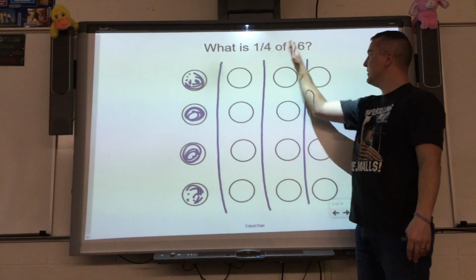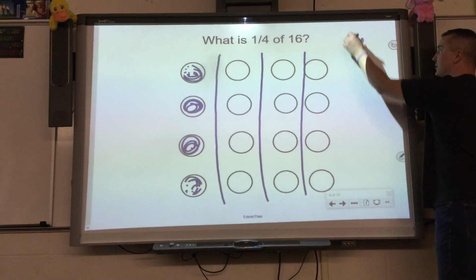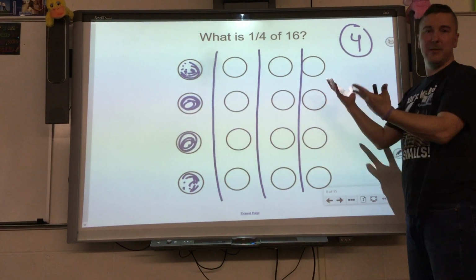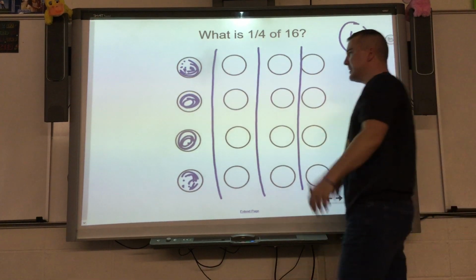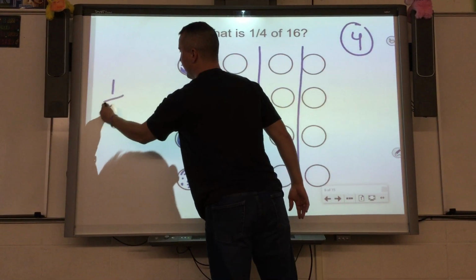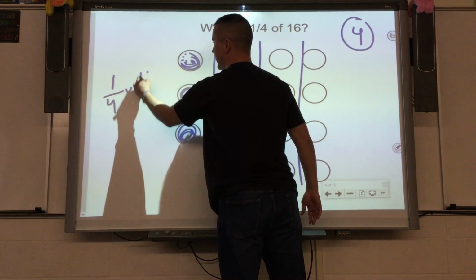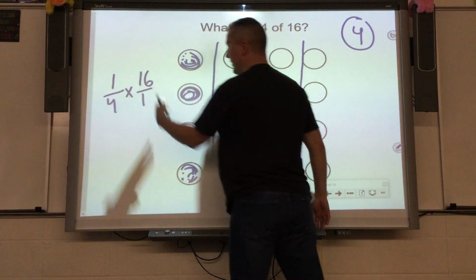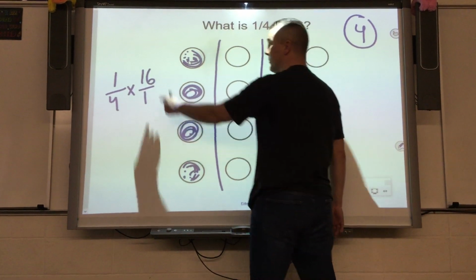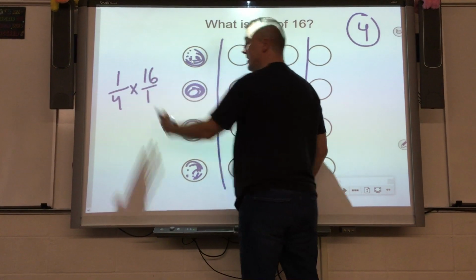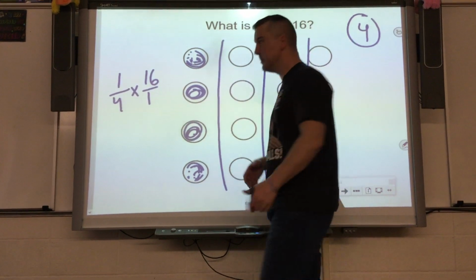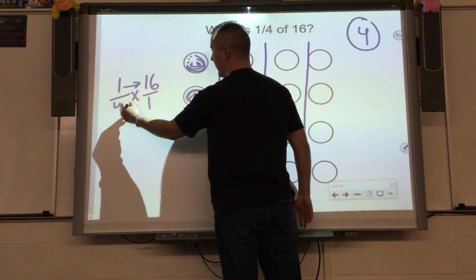What is 1/4 of 16? Well, our answer is it's 4. It's nice when you have dots there, right? If not, I've got to go 1/4 times 16 over 1 and set it up like this, okay? 16 over, remember, 16 divided by 1 is 16. You're not changing the value, you're just changing how it looks. So now, I multiply across.